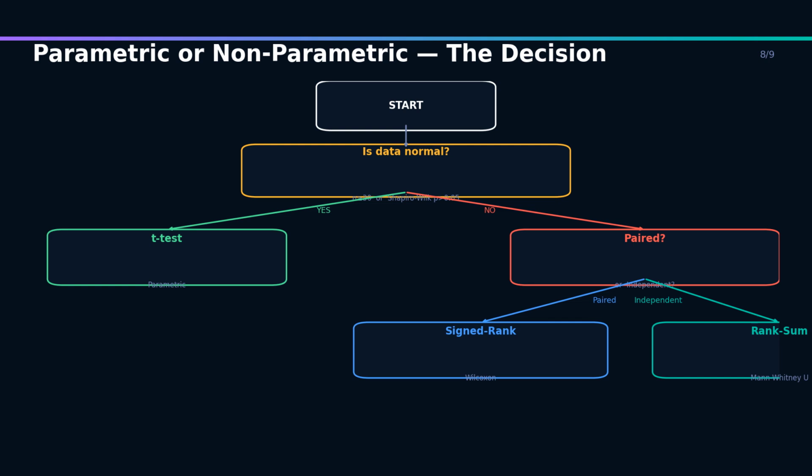Is your data paired or independent? Paired goes to the signed rank test. Independent groups go to the rank sum test. That is the complete decision tree. 2 questions, 3 possible tests. No guessing. Non-parametric does not mean inferior. It means honest. When your data cannot support the assumptions of a t-test, the Wilcoxon test gives you a valid, powerful, and interpretable result without compromise.